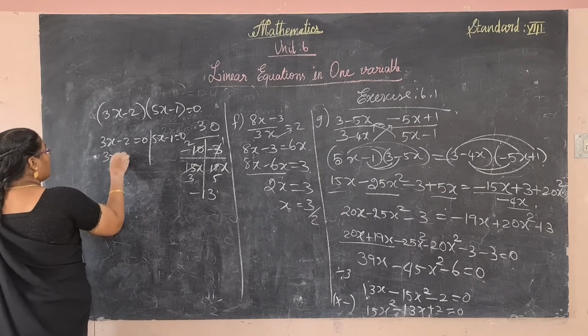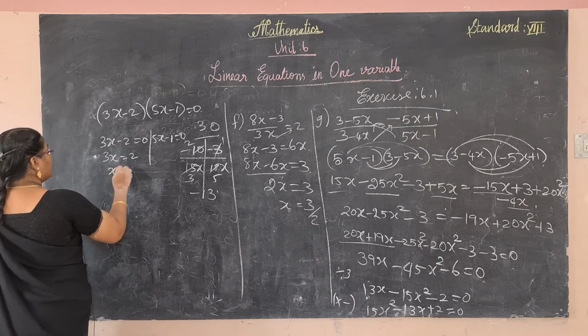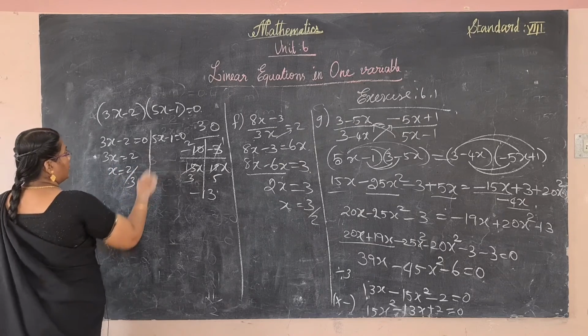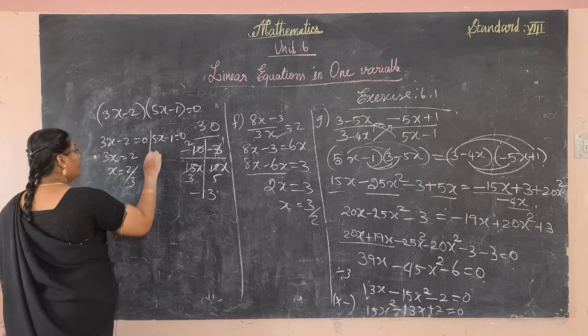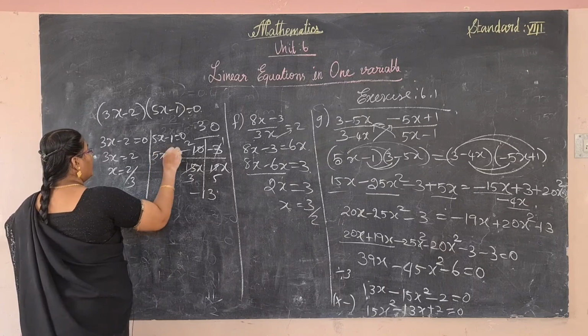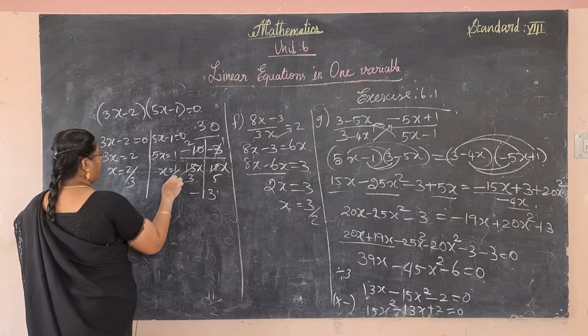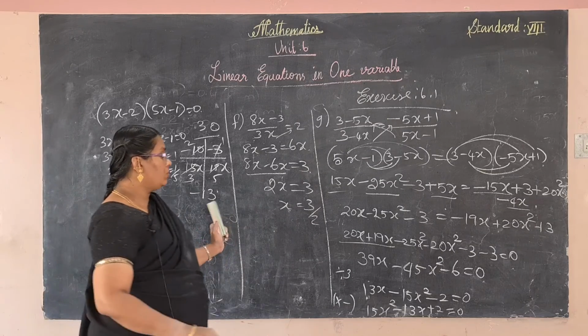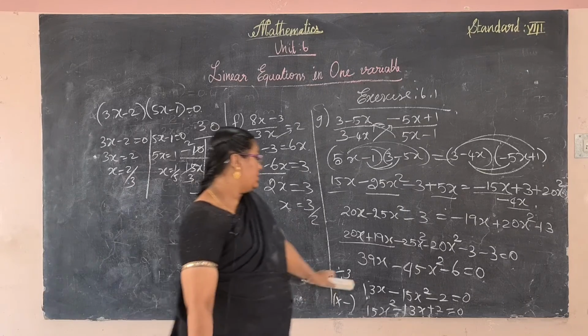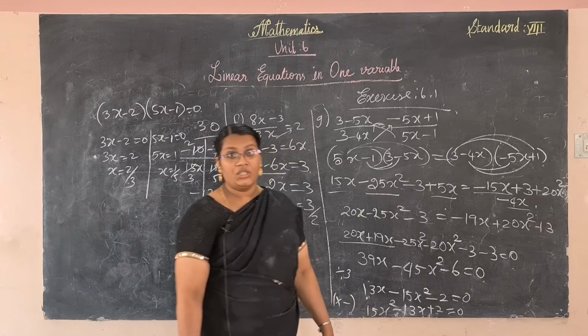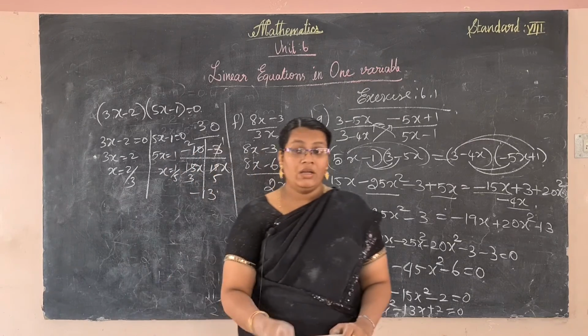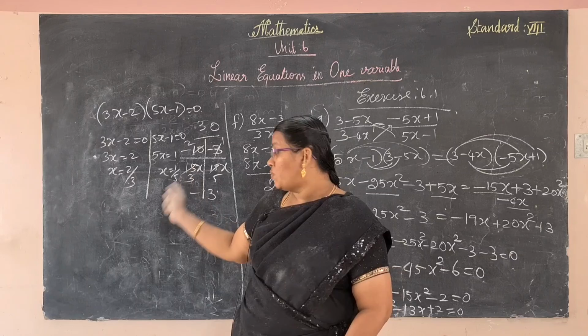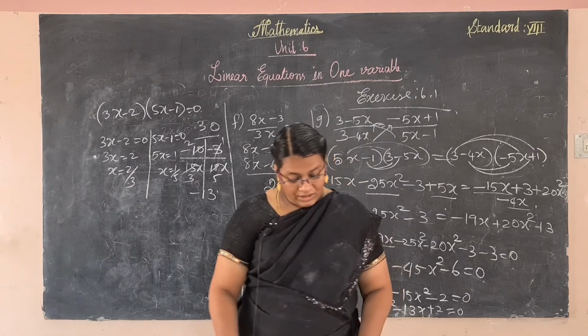So 3x equal to 2, x equal to 2 by 3. Here 5x equal to 1, x equal to 1 by 5. Okay, this question has two solutions because we got a quadratic equation. Quadratic means 2, so it has two solutions. One is 2 by 3, another one is 1 by 5.